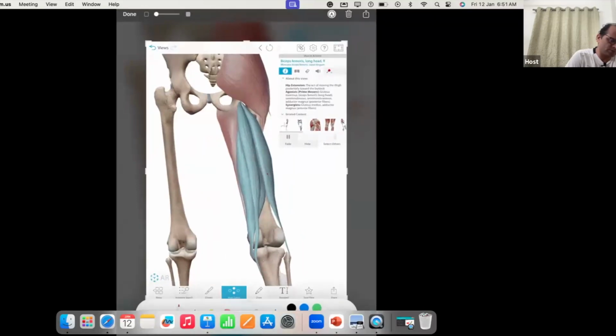These 3 muscles, 1, 2, and 3. The number 1 muscle having 2 heads, biceps, 2 heads. Biceps femoris. Then semitendinosus. And semimembranosus. So 1, 2, and 3 together are called hamstring muscle.